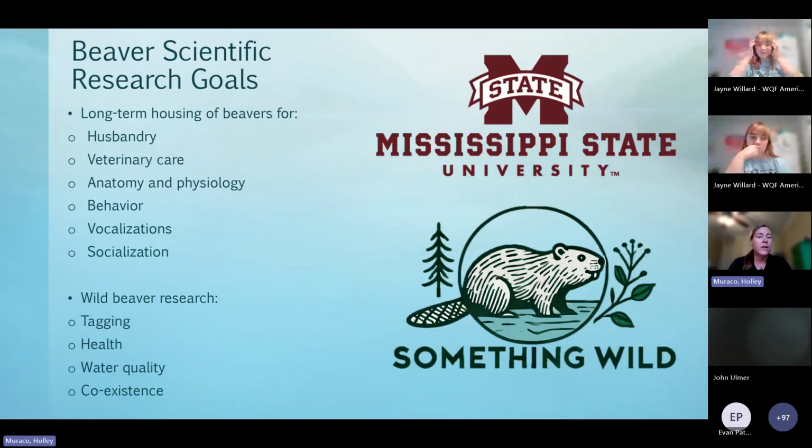And so with our scientific research permit that we have for the state of Mississippi, we are pursuing a lot of different types of research opportunities. We're just getting started, and I'm going to go through some examples.